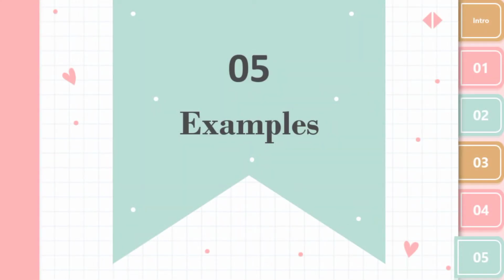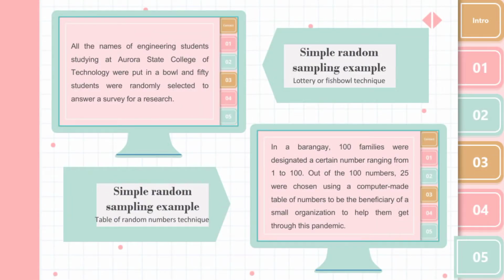Here are some of the examples of the different types of probability sampling. Simple random sampling, lottery or fishbowl technique. All the names of the engineering students studying at Aurora State College of Technology were put in a bowl and 50 students were randomly selected to answer a survey for a research.